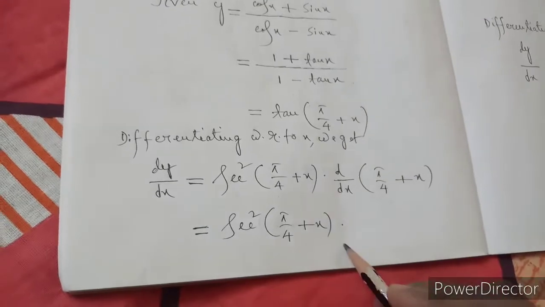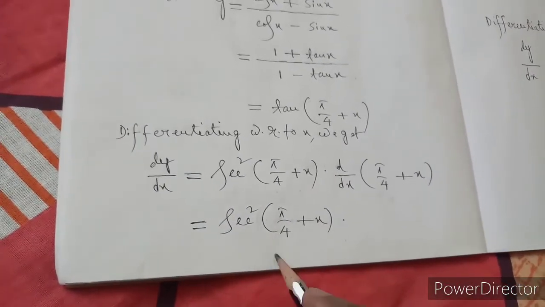So 0 plus 1 means 1. So dy/dx equals sec square (pi by 4 plus x).